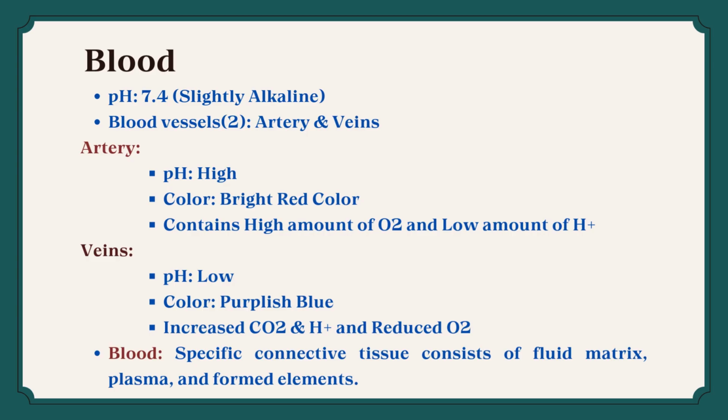They contain a high amount of oxygen, a low amount of hydrogen ions and a low amount of carbon dioxide. The pH of veins is lower, and they are purplish blue in color. They contain a high amount of carbon dioxide and hydrogen ions and reduced O2. A specific connective tissue consisting of fluid matrix, plasma, and formed elements is called blood.